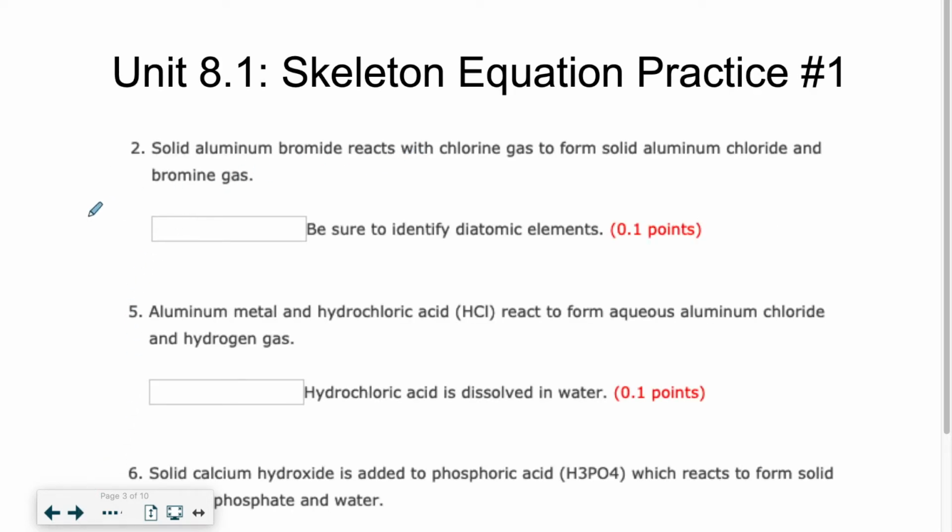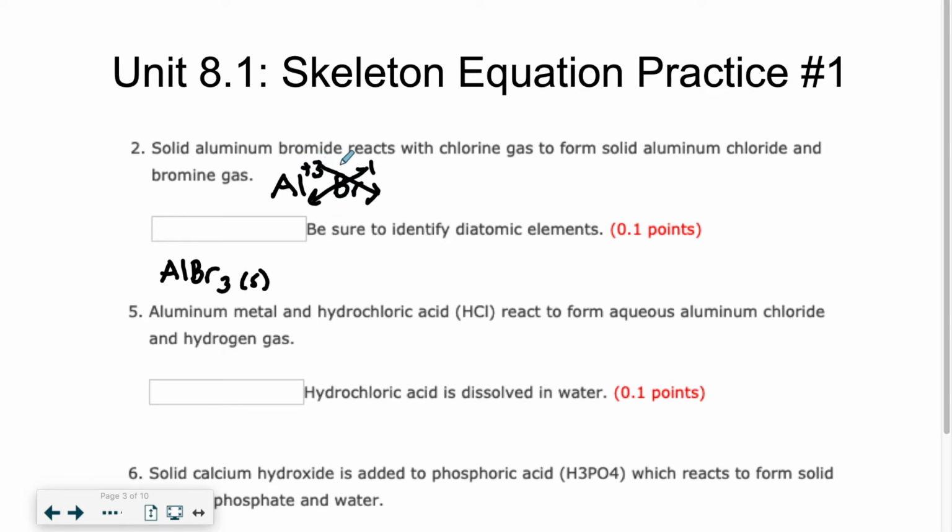All right, next up we have Unit 8.1, which is the skeleton equation practice number 1. We're given a sentence and we need to convert this into a skeleton equation. We're starting off with aluminum bromide, and it's a solid. We have aluminum, which is a +3, and bromine, which is a -1. Remember, for ionic compounds, you need to crisscross the charges, and that was the biggest error that I saw throughout this assignment. So the 1 is going to cross down to the aluminum, the 3 is going to cross down to the bromine. I'm going to put the final answer down here. So we have AlBr3, and we were told that this was a solid.